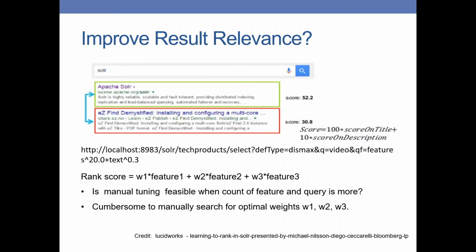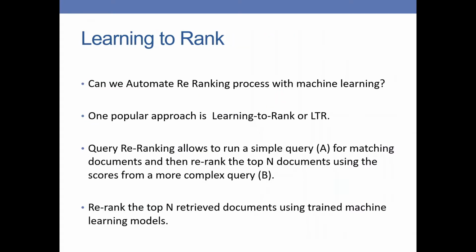But is this a feasible or a scalable solution? What will happen if there are thousands of queries and hundreds of fields? It will be a cumbersome job to manually search for optimum weights. In this case, we have three features, so optimum values for W1, W2, W3. So how to address this kind of scenario? Can we do this re-ranking by finding optimal weights using machine learning?